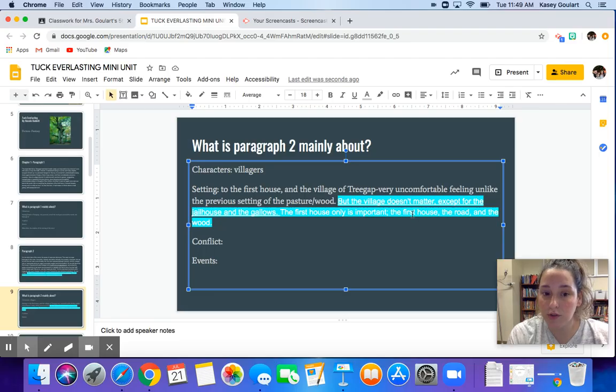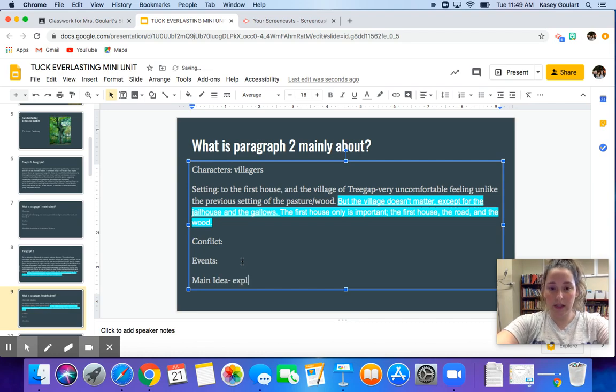That's important too, because we might want to use this as text evidence to prove one of our answers later on. Is there a conflict yet? No. We haven't been introduced to any main characters, just the villagers. Any events that are occurring that we haven't already discussed in the setting? No. So under events, press return or enter. The main idea is the exact same, in a way, as the previous paragraph.